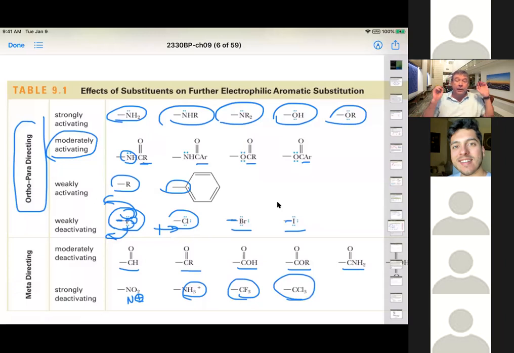When you do the homework, go ahead and apply that rule. Are there lone pairs? Is it partially positive? Is it a polar bond? And you should be able to pick out the meta direction and the ortho-para direction fairly clearly.